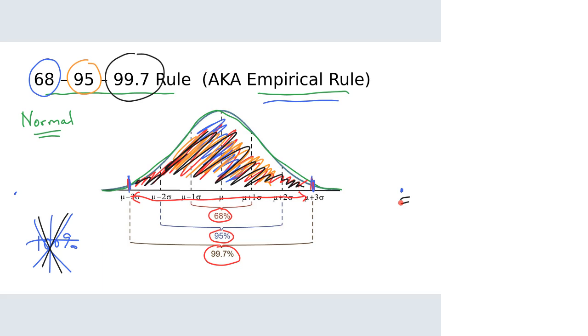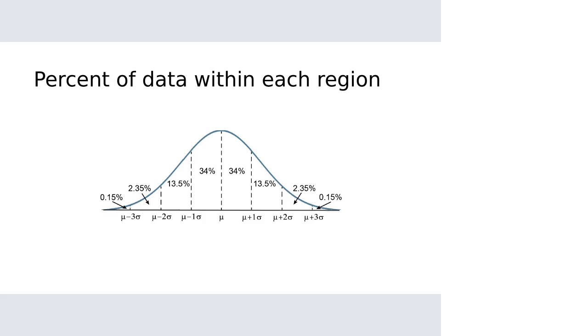We can take this one step further to get to the most useful picture you're going to have for section 3.5, and that's this one. Because the empirical rule tells us 68, 95, 99.7, we can break down every one of these individual slices into the amount of data that's in there. What we've done here is taken the 68, 95, 99.7 rule and applied it to every region under the curve.